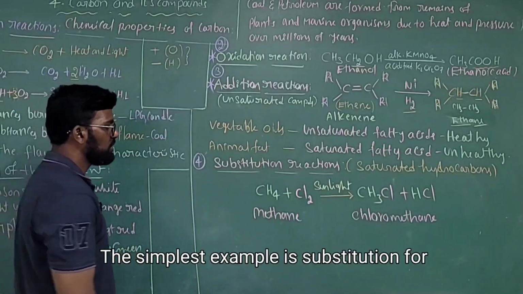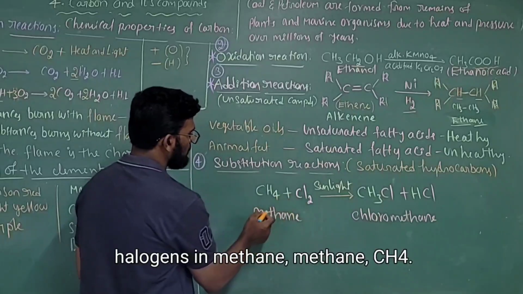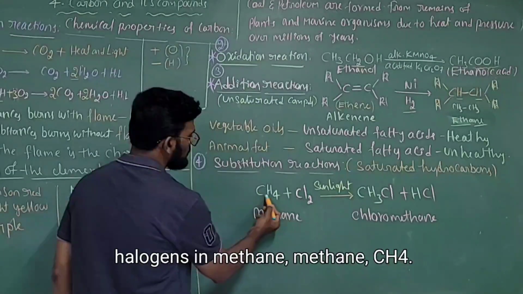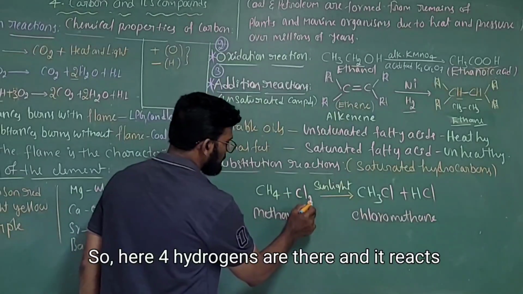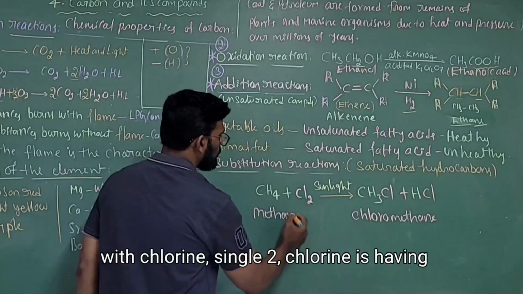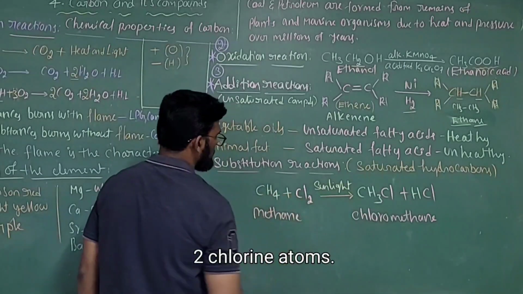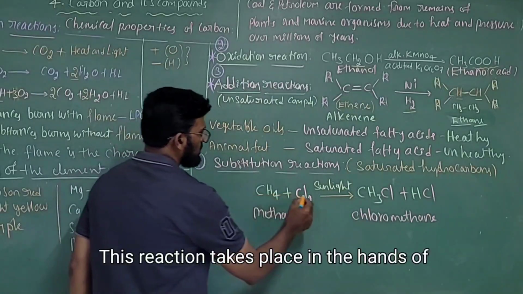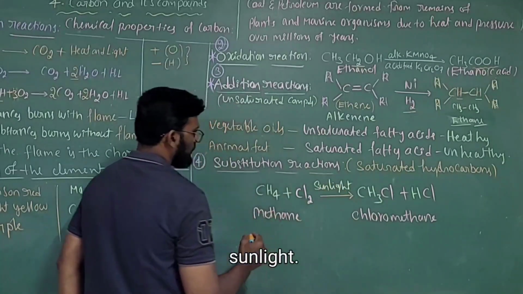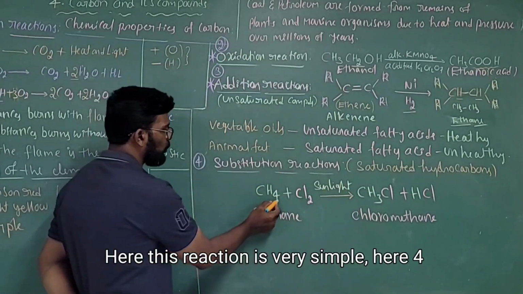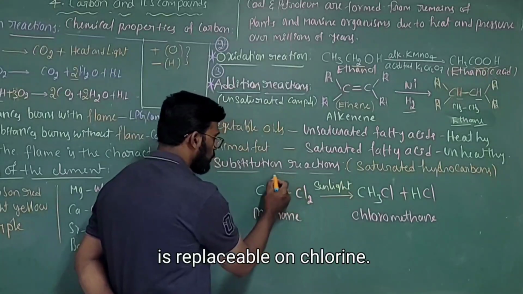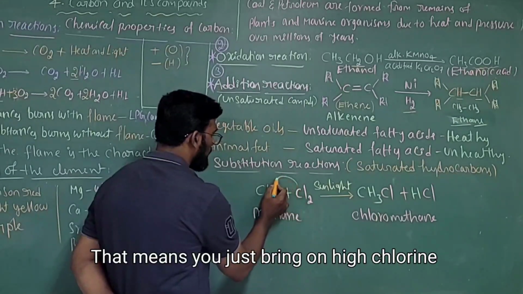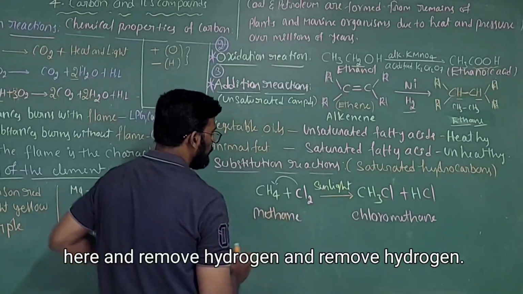The simplest example is substitution of halogens in methane, CH4. Here 4 hydrogens are there, and it reacts with chlorine, Cl2. Chlorine has 2 chlorine atoms. This reaction takes place in presence of sunlight. Here this reaction is very simple. Here 4 hydrogens are there, no? One of these hydrogens is replaced by 1 chlorine. That means you just bring 1 chlorine here and remove hydrogen.